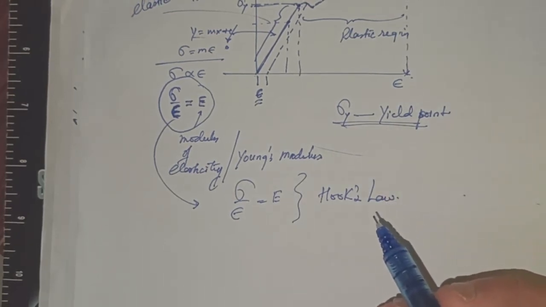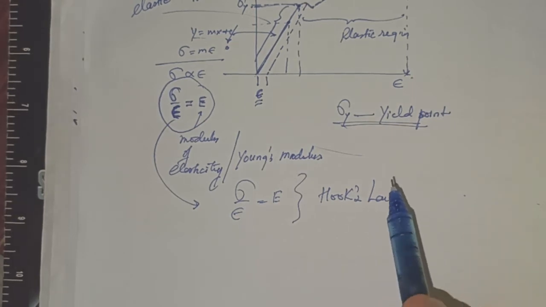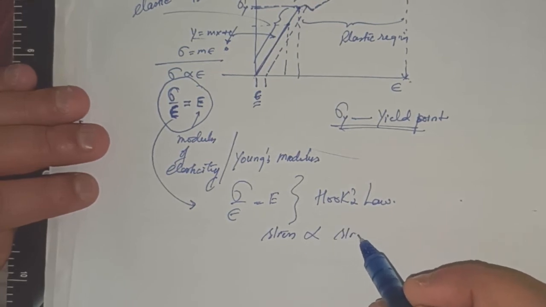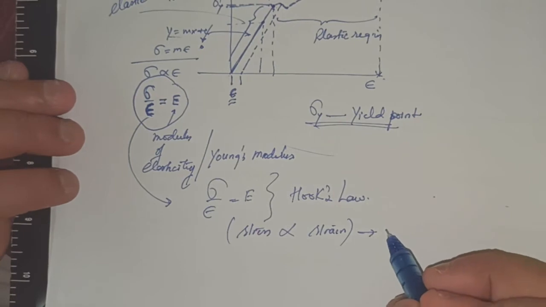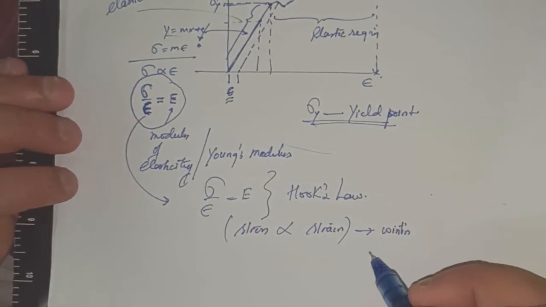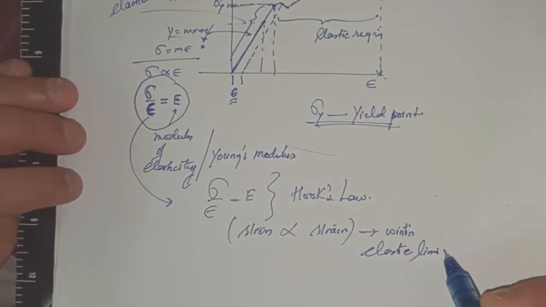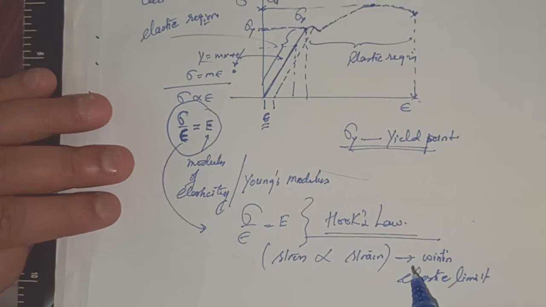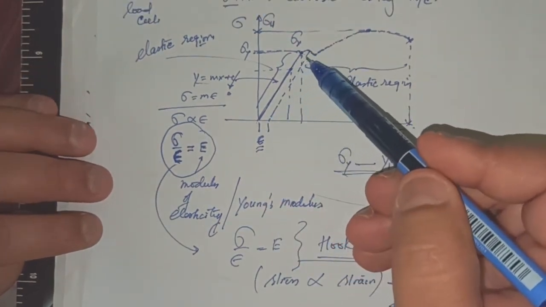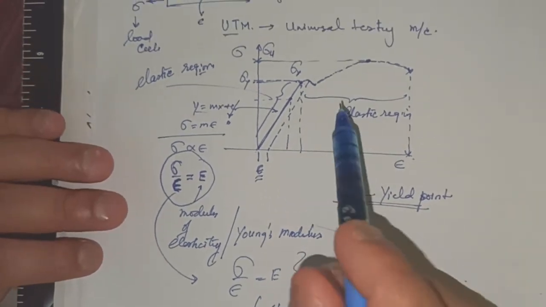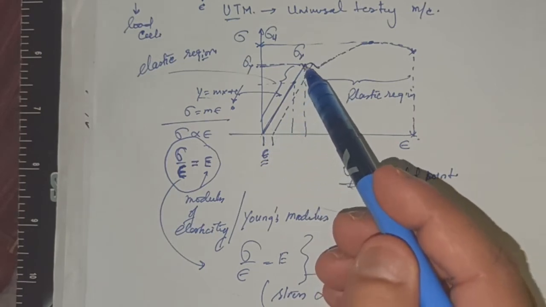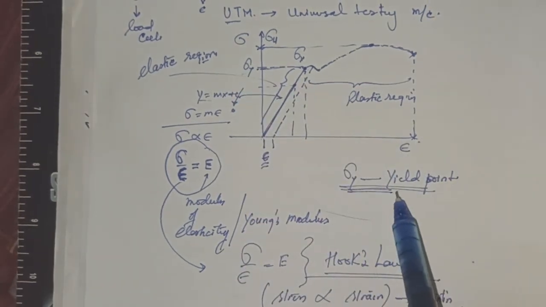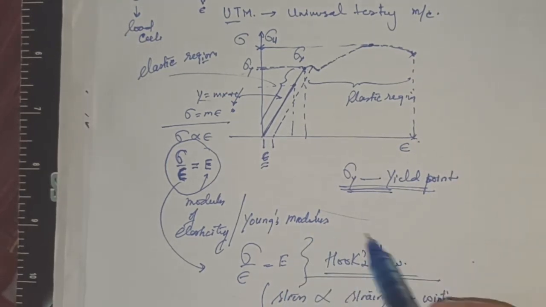In the case of Hooke's law, the stress is proportional to strain, and the important thing is within the elastic limit. So within the elastic limit, stress is proportional to strain. This condition is valid within the elastic limit. That means this slope is called E, and the condition is known as Hooke's law. This is only valid till the elastic limit. And where is the elastic limit? The elastic limit is till the line is linear, when it is like a line only. That means usually it is said that it is till the yield point. For most of the materials, it is till the yield point. That's why it's called Hooke's law.